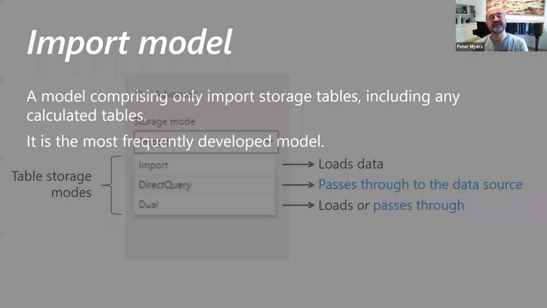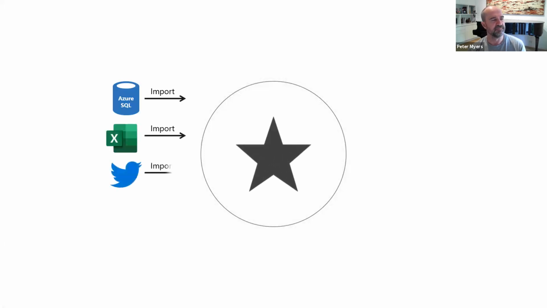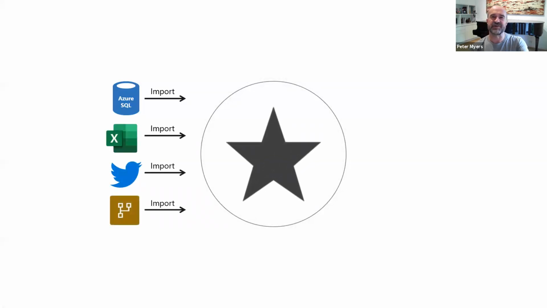So that leads us to the next term of what is called an import model. An import model is defined by one where every table is using import storage mode, or it has calculated tables. It is the most frequent type of model that is developed. So let's see by example. And notice here that as I begin to import more and more data from different data stores, that star is growing larger, representing more volumes of data being imported.